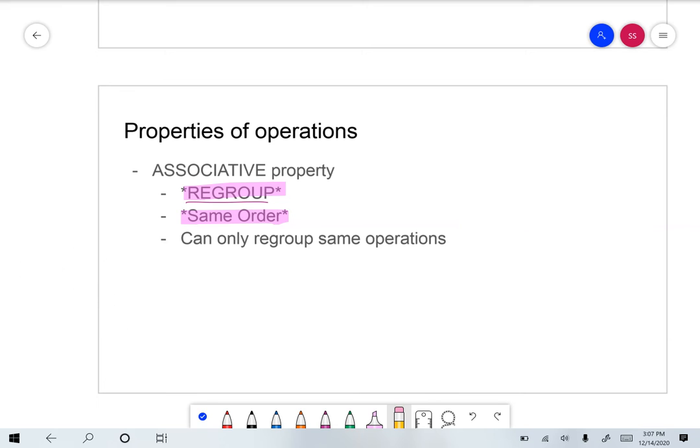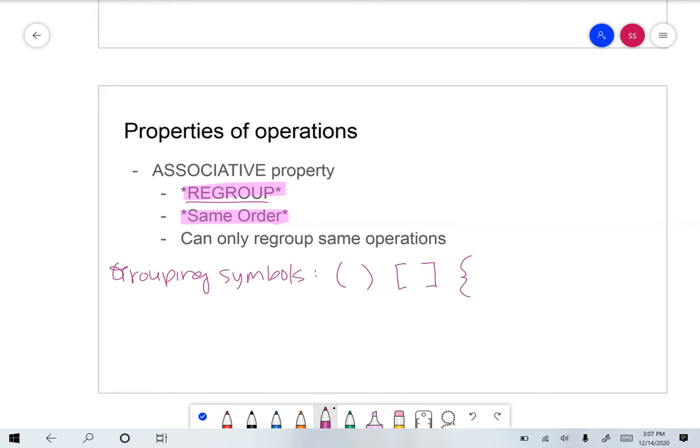Fantastic. Okay, let's talk about what regrouping actually means. Well, there are different grouping symbols in math. Okay, the ones that you'll see the most are parentheses or maybe brackets.